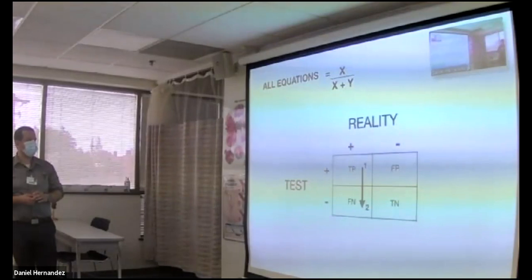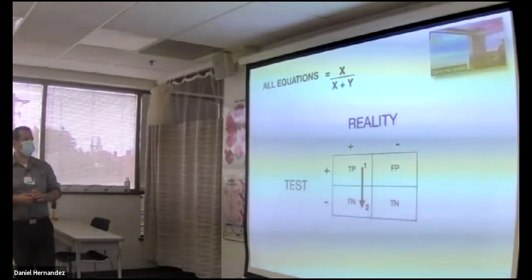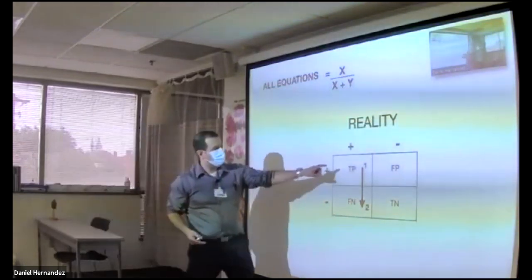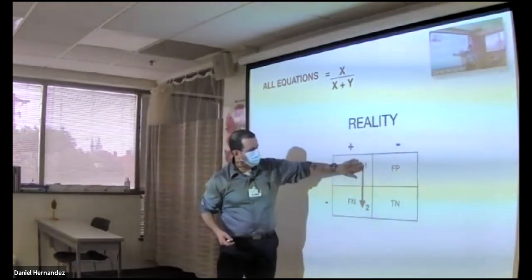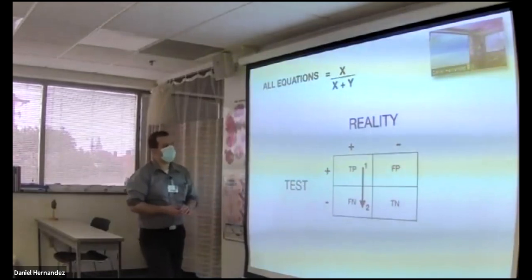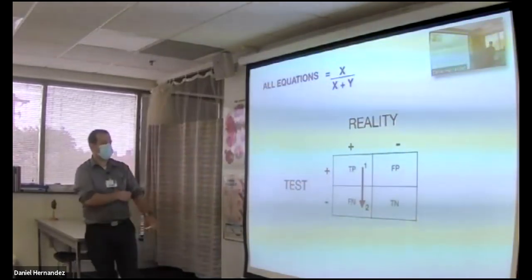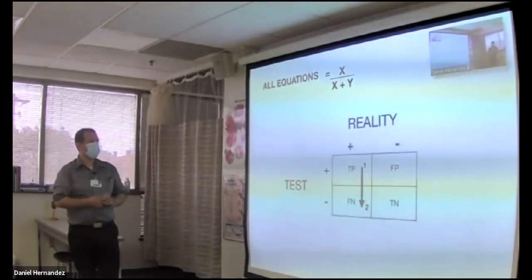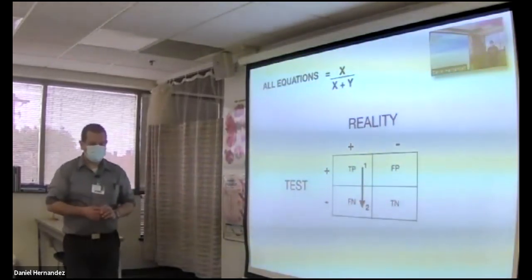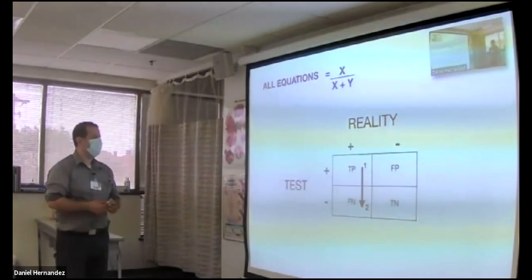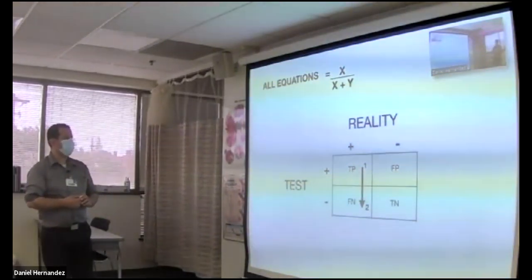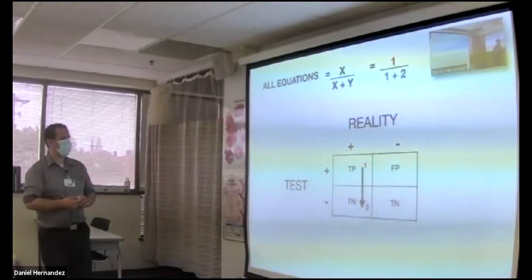And what the x and the x plus y represent is that the numerator is the back part of the arrow, so where the arrow starts. So in this example, you see a down arrow going from the true positive down into the false negative. So if we were to make an equation for that arrow, the numerator would be where that arrow starts. The numerator would be 1, and the denominator would be where the arrow starts plus where the arrow ends. So the denominator would be 1 plus 2.